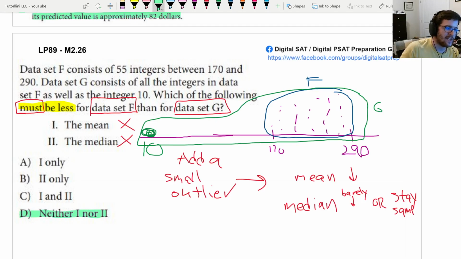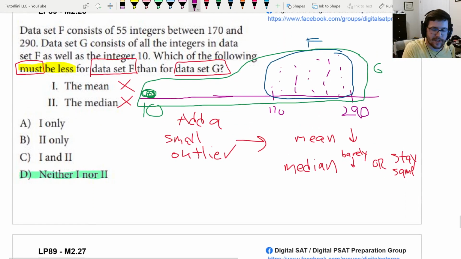It's just they switched. See, look, I got confused because they did dataset F, dataset G, and then they said less for dataset F, so they kind of switched them. You see what I'm saying? My mistake. If you guys don't believe me about the median not staying the same, I'll put an example on the board.